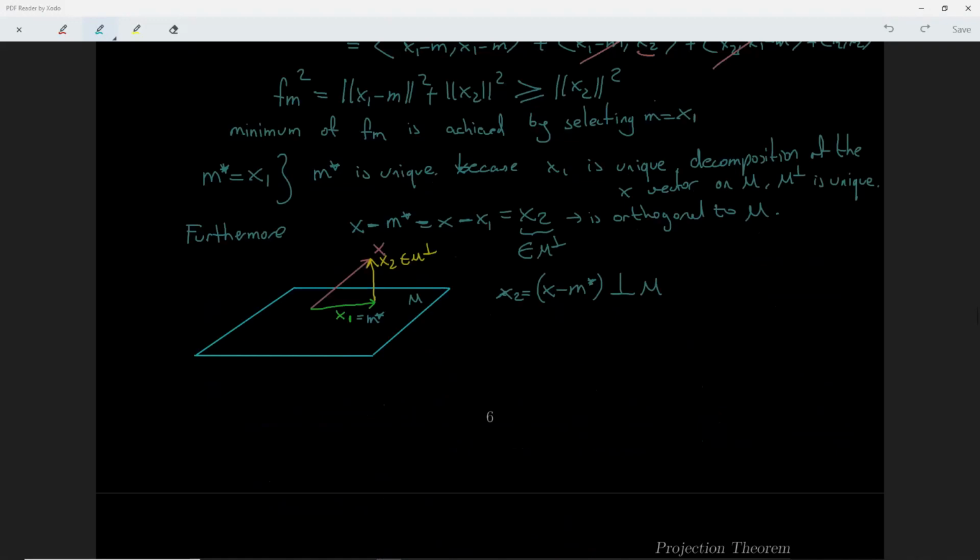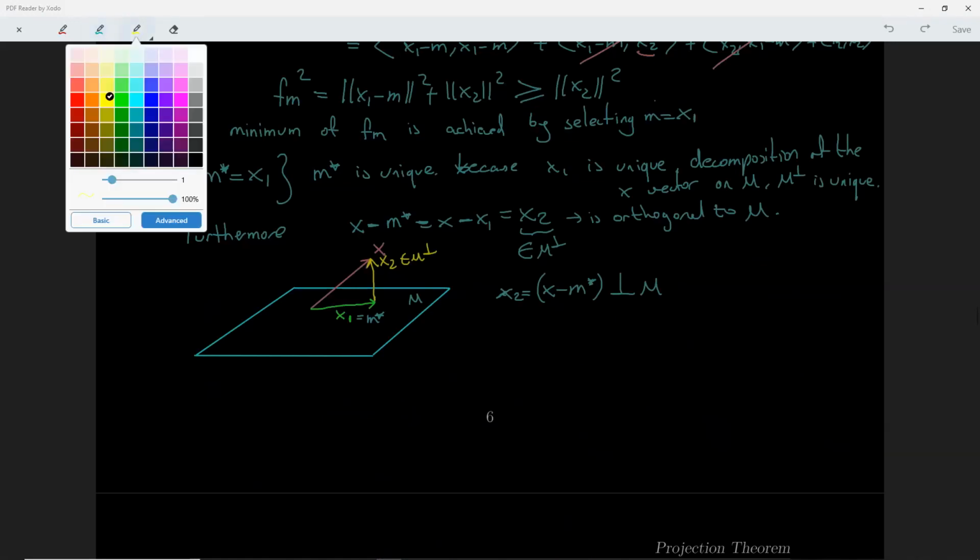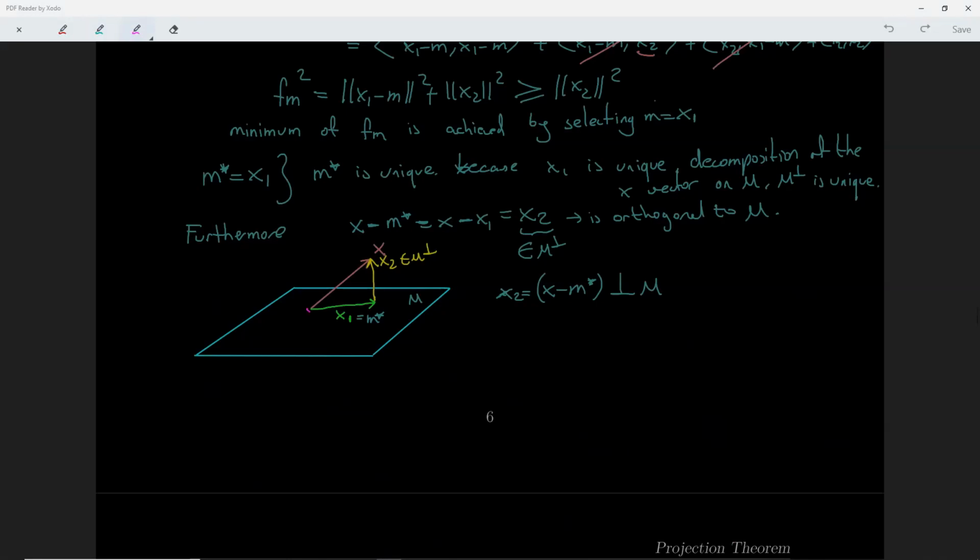So that M star is unique, and maybe I can pick another picture representation. This is the optimal solution where you get the minimum distance, and for example, this cannot be an optimal solution. This cannot be M star, and that error is not going to be perpendicular to the subspace either. Anyways, we can talk more in our next lecture on Wednesday. We will continue with the projection theorem and its applications.